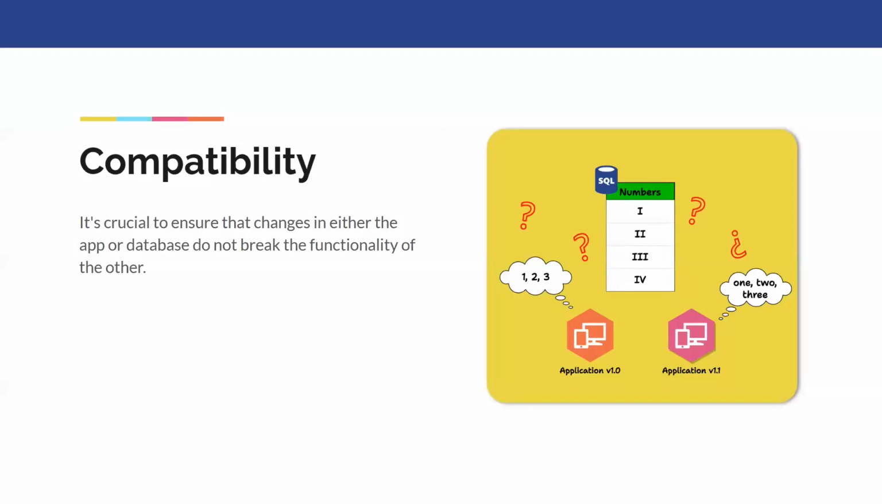Let's first discuss compatibility. As we saw in our example, throughout the entire migration process, both the database and the application code must align with each other's expectations. If our application code expects a string without a country code, then being returned anything else could cause bugs or even break the app. The same goes for the database. If they require a particular input to write to the database, then failing to do so can result in errors. It's crucial to ensure that changes in either the app or database do not break the functionality of the other.